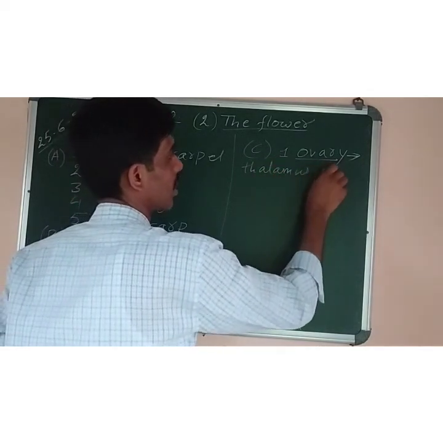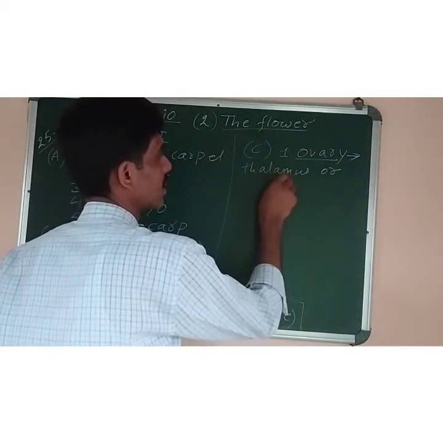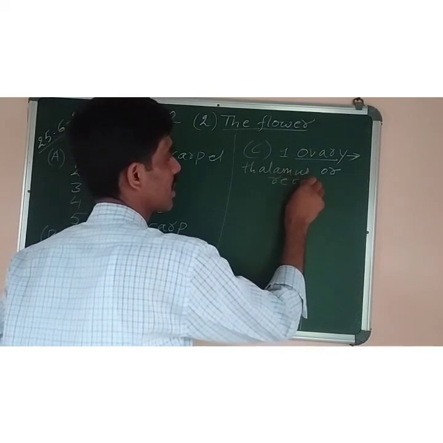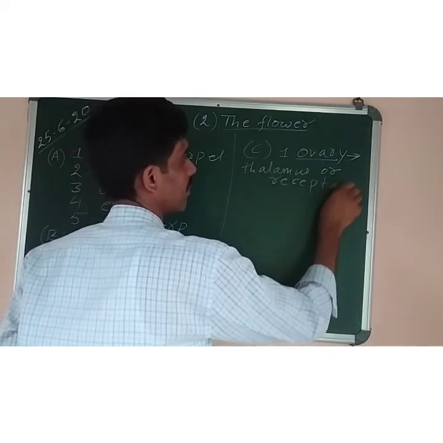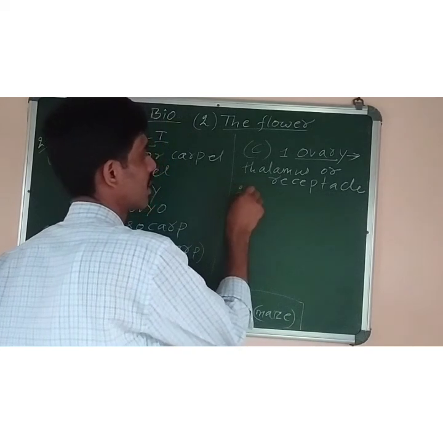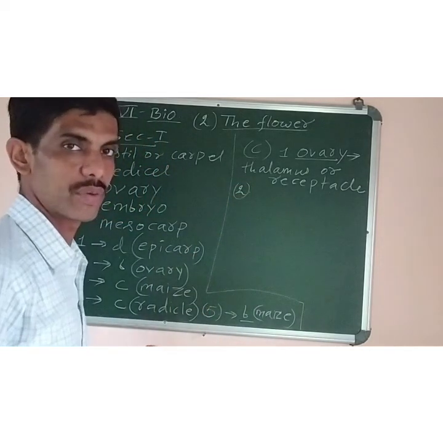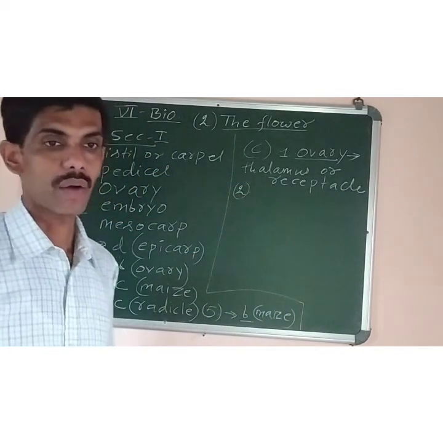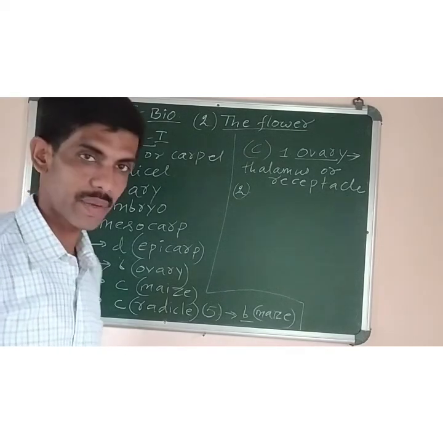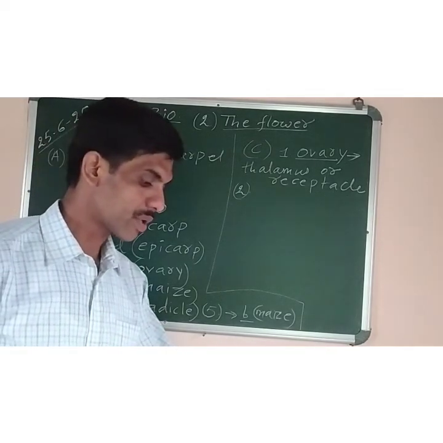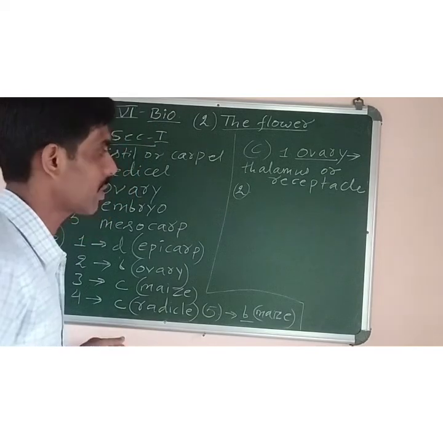Thalamus, or 2 words are there. Either it is called thalamus or receptacle. Any one you can write, okay? Or both you can write, to remember that there are 2 names of the same word, that is thalamus or receptacle. Number 2 is the outermost whorl of a flower consists of petals.